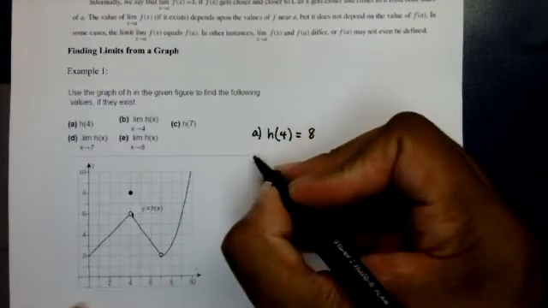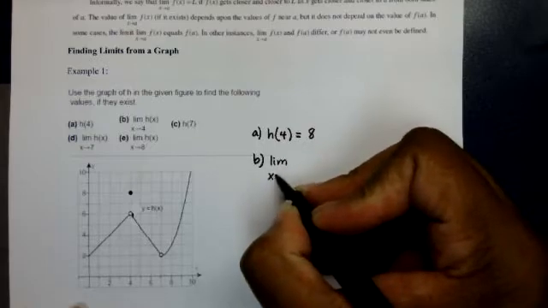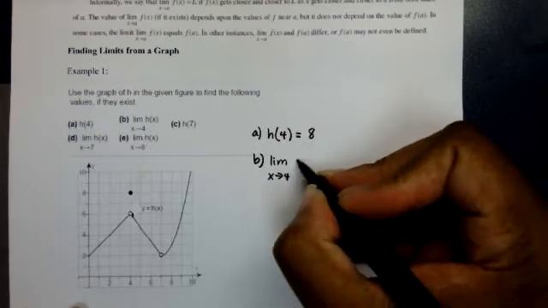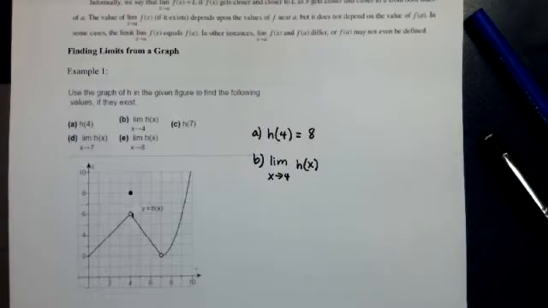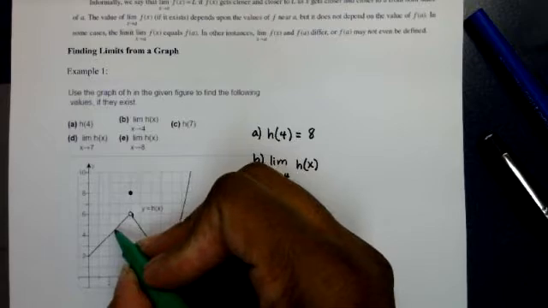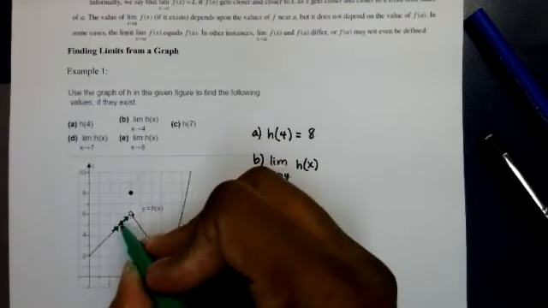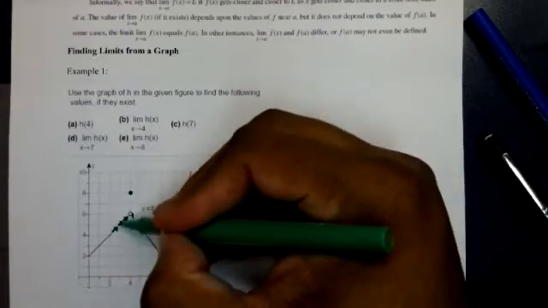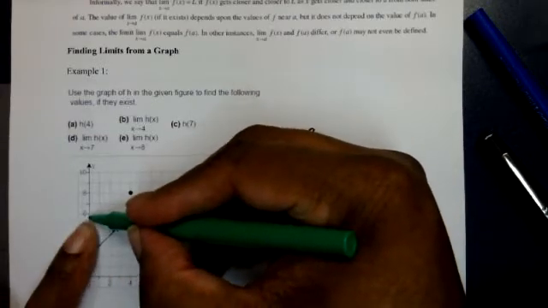Now part B. Let's say I want to find the limit as x approaches 4 of this function h of x. So here's 4 right here. If we look to the left of 4, as we approach 4, going in this direction from the left, it's going to be approaching the number 6, which is the y value here.